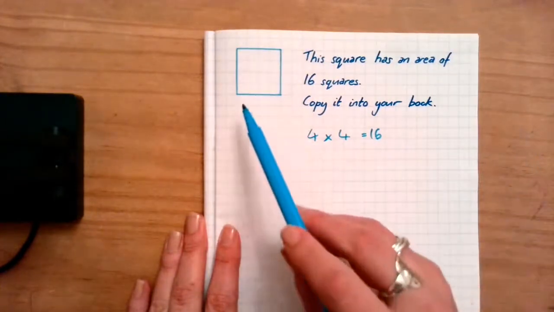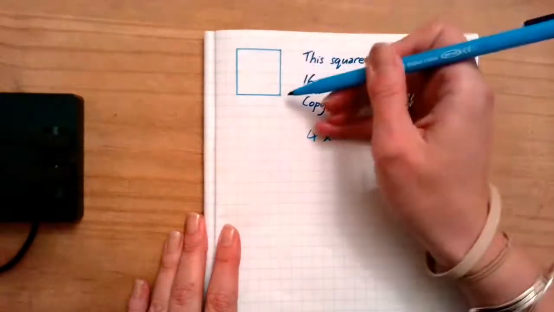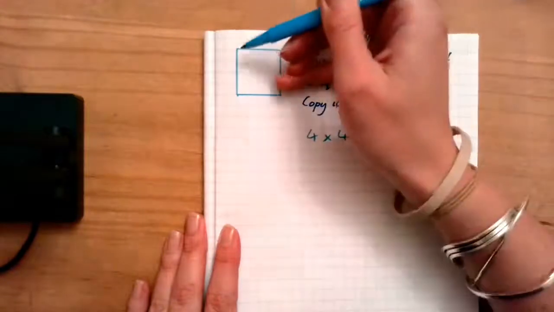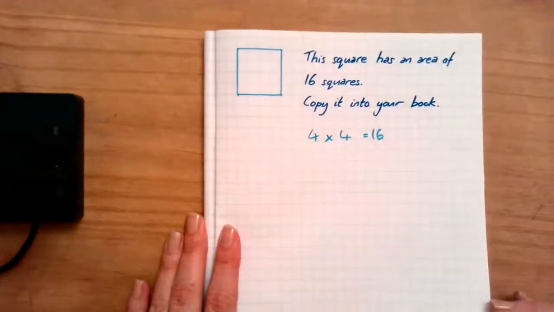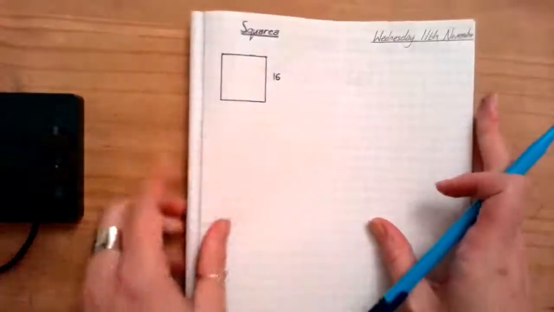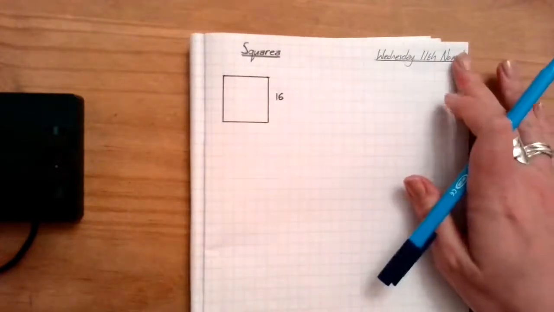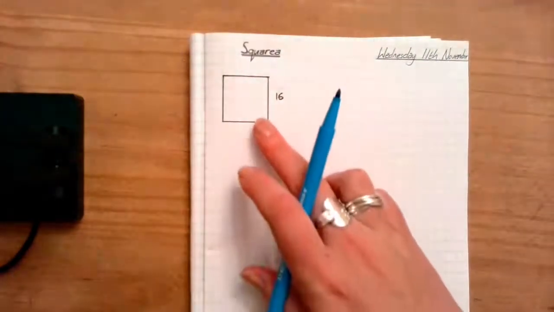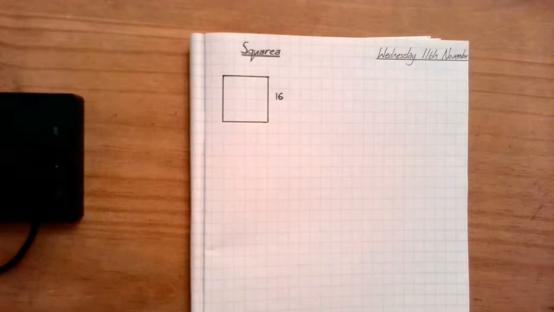What I'd like you to do is to copy this square nice and neatly in your book. Do you notice that these corners are all lined up with the corners of the squares in the book? And then we can put next to it 16 as the area. So once you've finished your writing, your book should look like this, with the date, the title, and then your nice square with area 16. So pause the video if you need to, and make sure you've got that written.